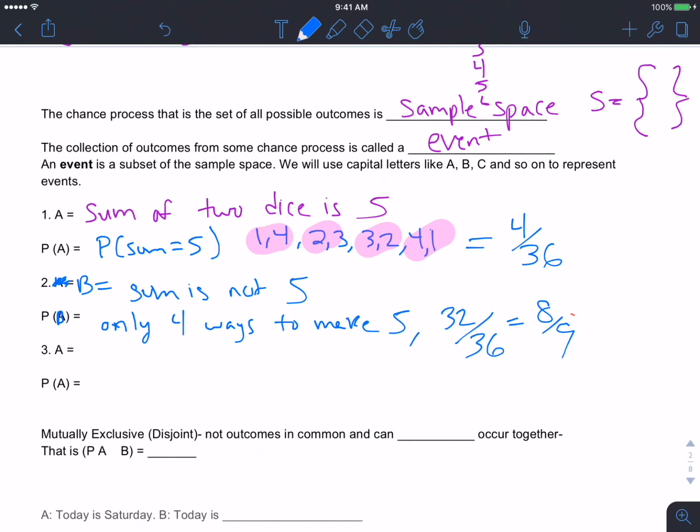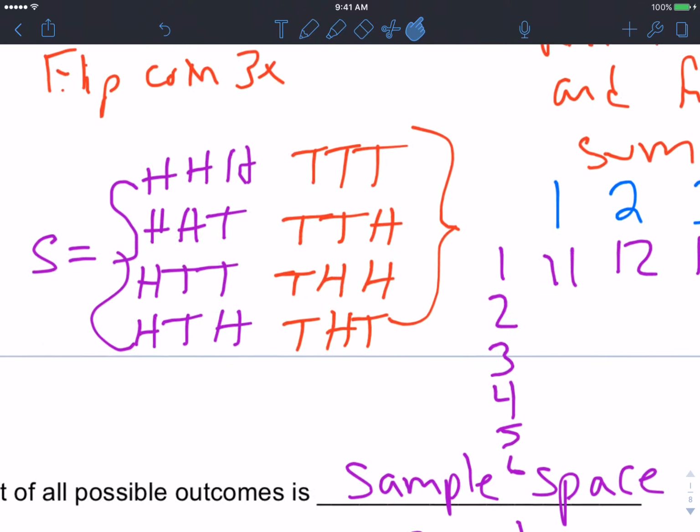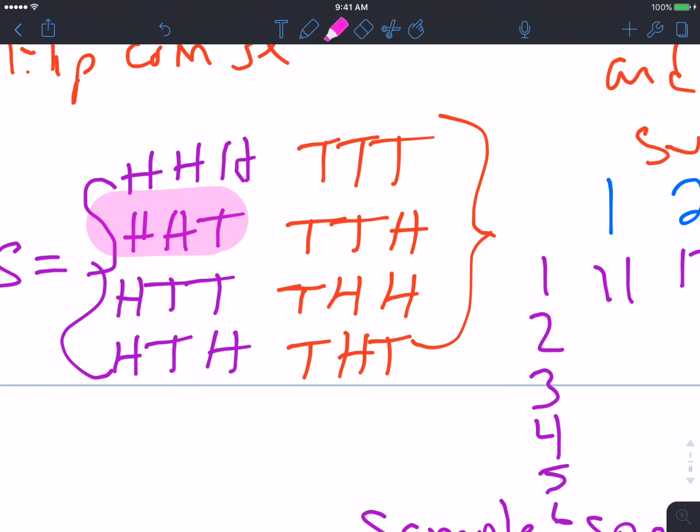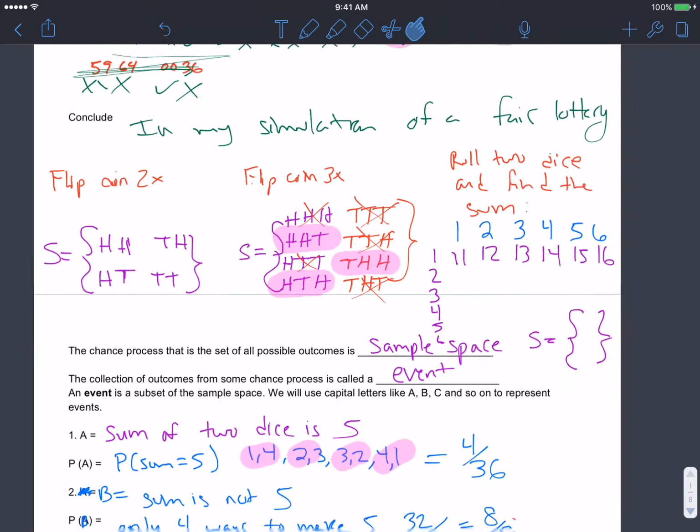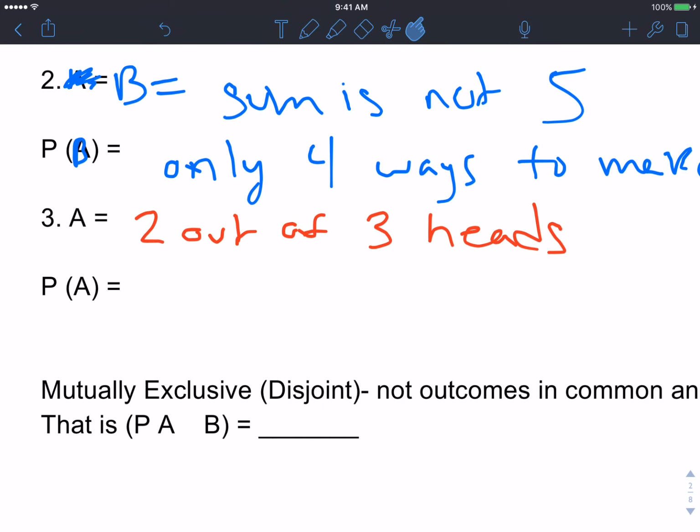Last one, let's take a look. Let's say we want the probability that we get 2 out of 3 heads. So we're flipping a coin 3 times, so we want 2 of the 3. Let's go up here. There's 1. There's 2. And there's 3. None of the other ways give 2 heads. So we have 3 out of 8.